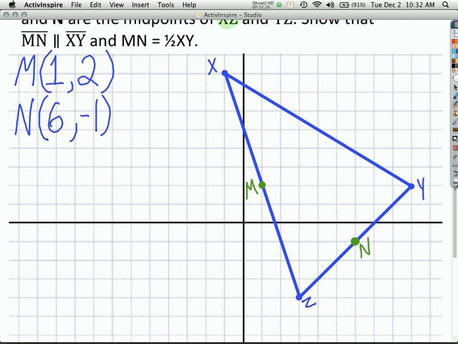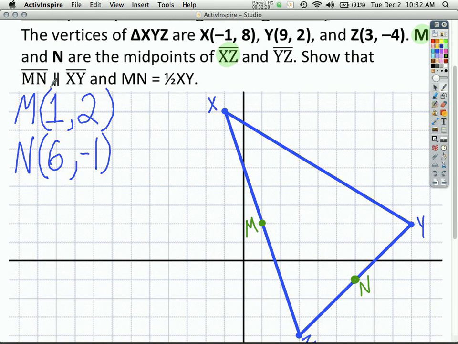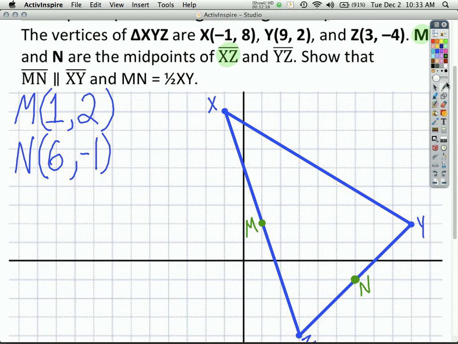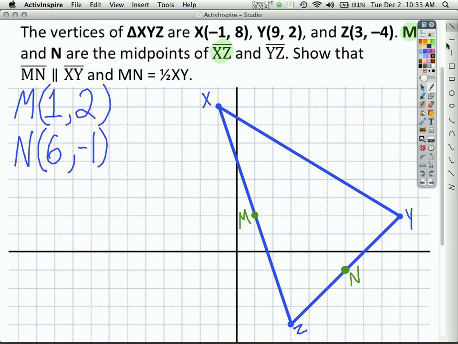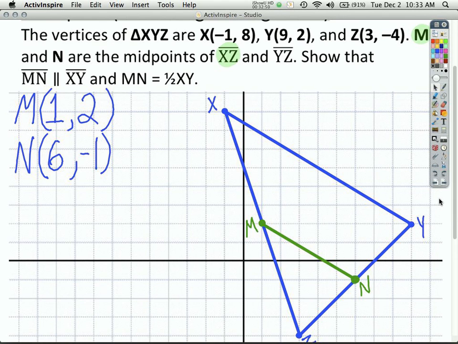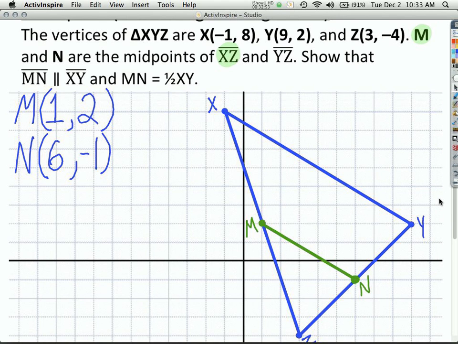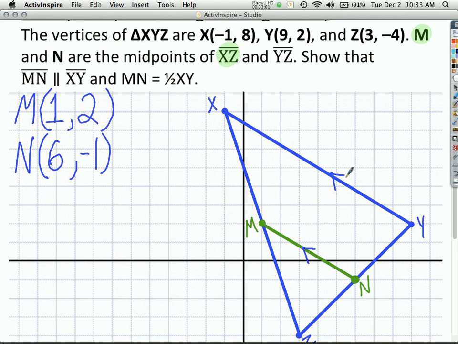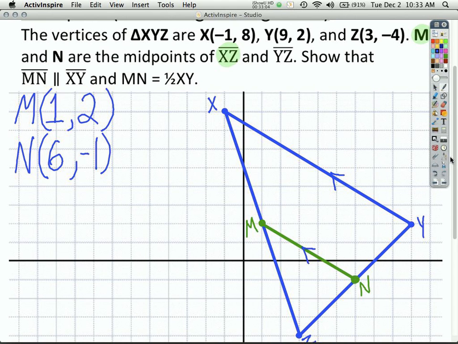So, we want to do the following. We want to show or prove that segment MN is parallel to XY. Well, we didn't draw MN yet, so let's go ahead and draw that in. And we want to prove that that segment is parallel to XY. So how can we prove it? How do we prove that?